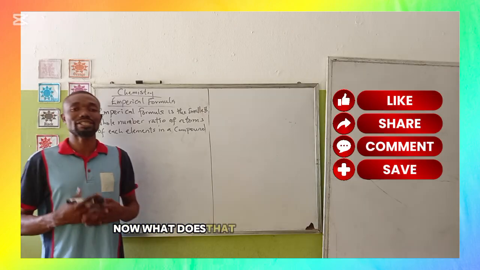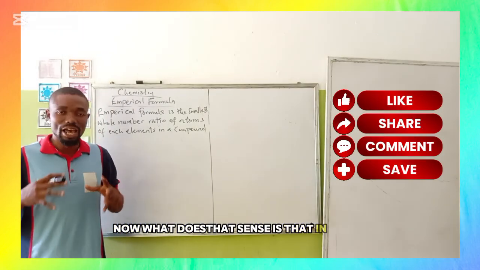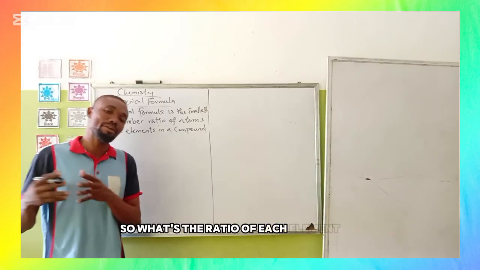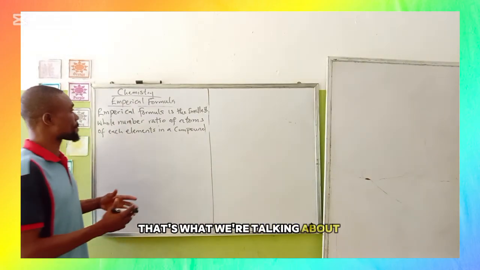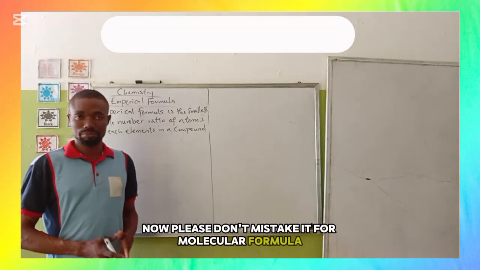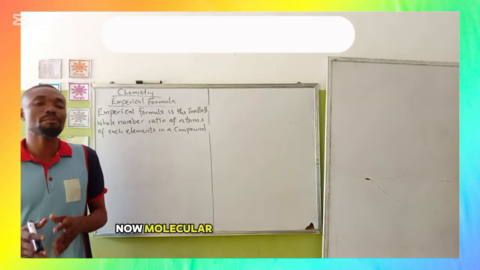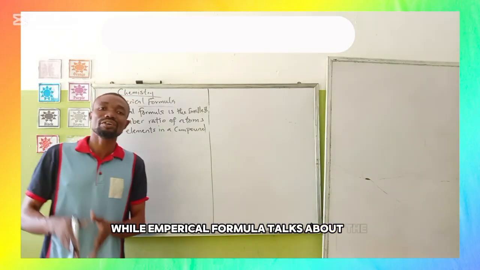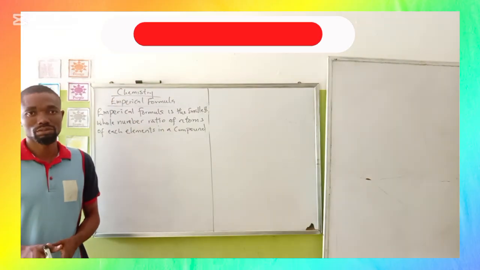Now, what that means is that in every compound there are elements. So what's the ratio of each element to each other? That's what we are talking about with empirical formula. Now please don't mistake it for molecular formula. Molecular formula determines the number of atoms, while empirical formula talks about the ratio of these atoms to each other.